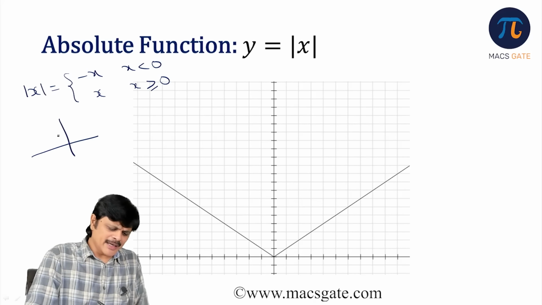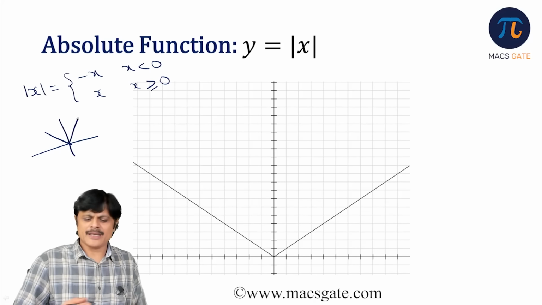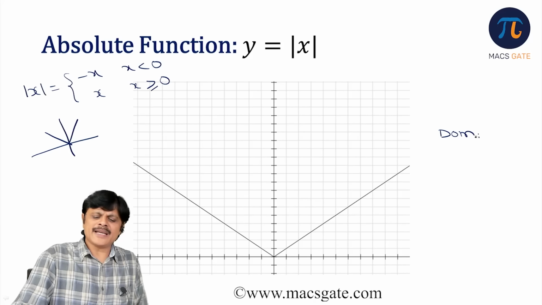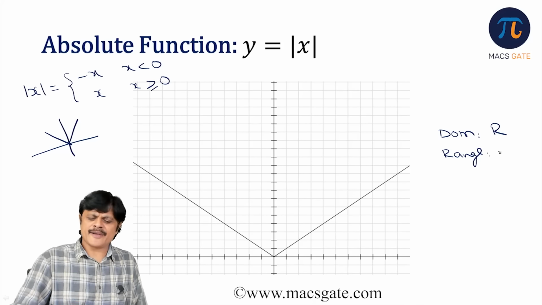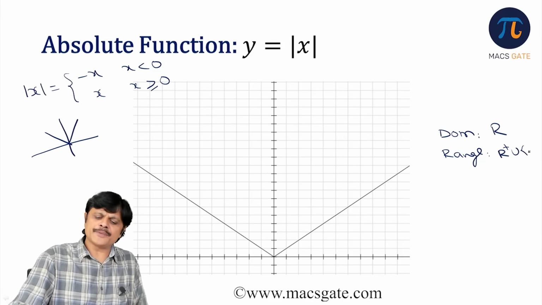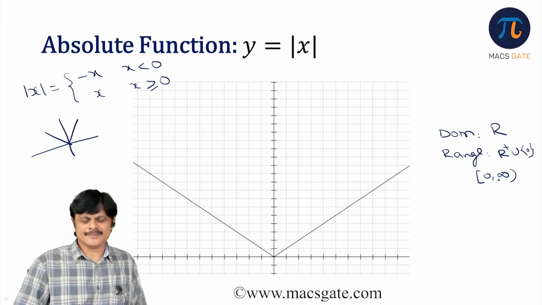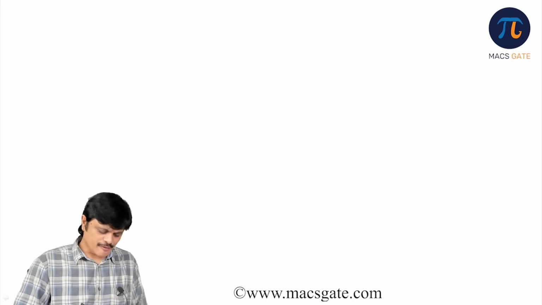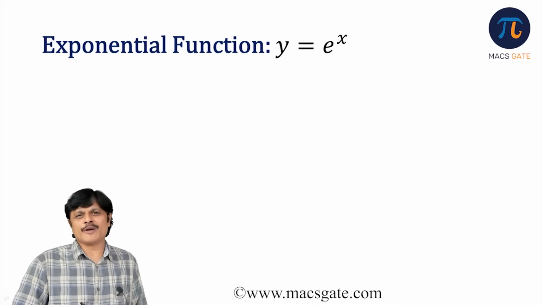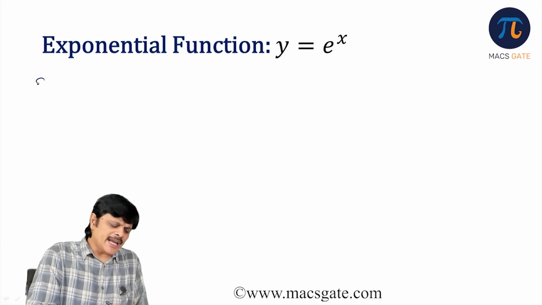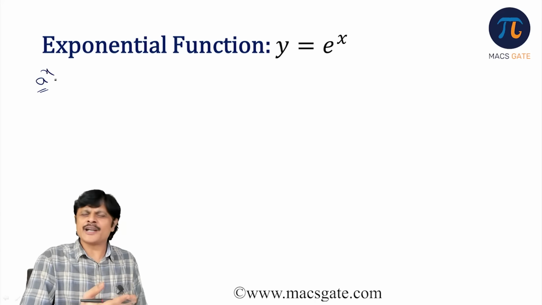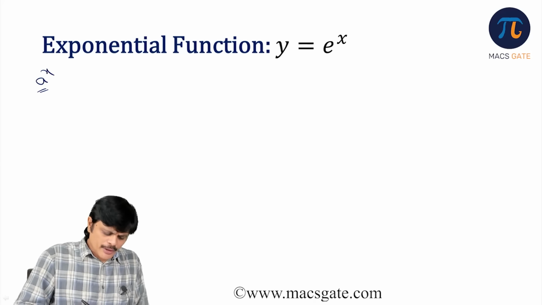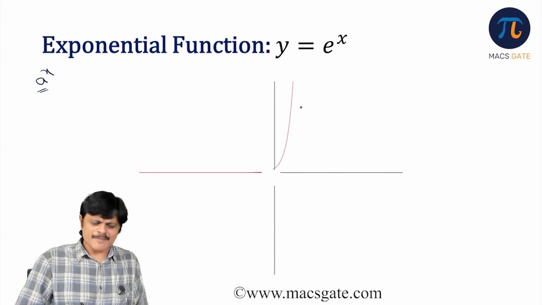Okay, and a rough diagram one should know. So domain and range. Domain means where it is defined, for all real values of x. Range is R plus union 0, or you can say from 0 to infinity. Okay, that is about the absolute function. The most important one, the exponential function. See, actually a power x is a general notation for the exponential function. So the graph of y is equal to e power x is like this.